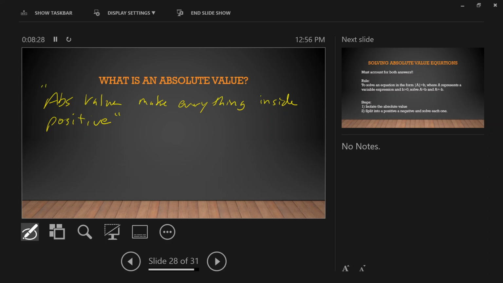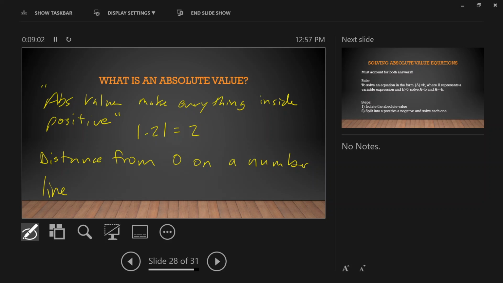Now, I'm putting those in quotes for a reason. All right? Because we use this example. Absolute value of negative 2 is equal to 2, right? I put those in quotes for a reason because what it is, officially, is the distance from 0 on a number line. Okay? So absolute value makes everything inside positive. That's because it's the distance from 0 on a number line.